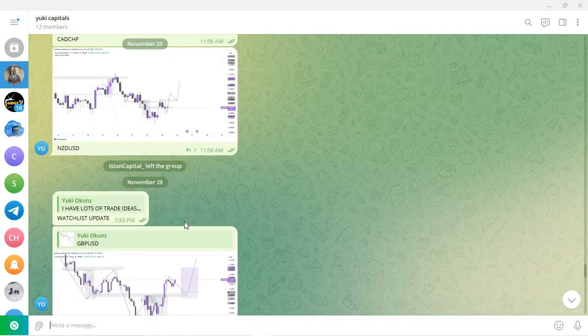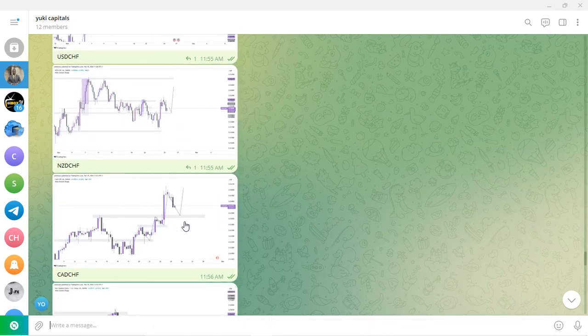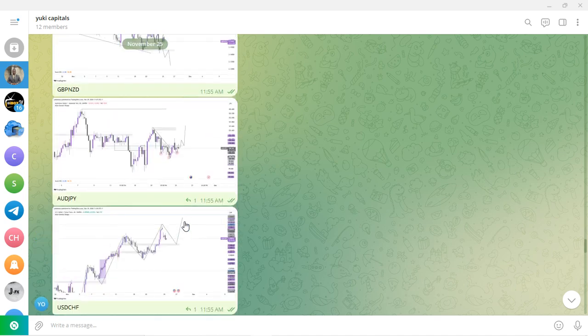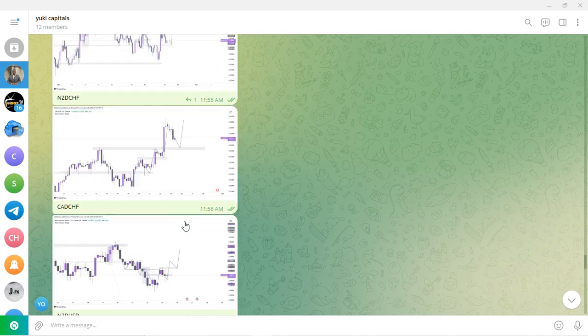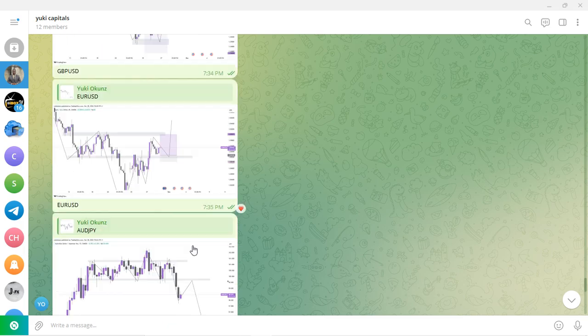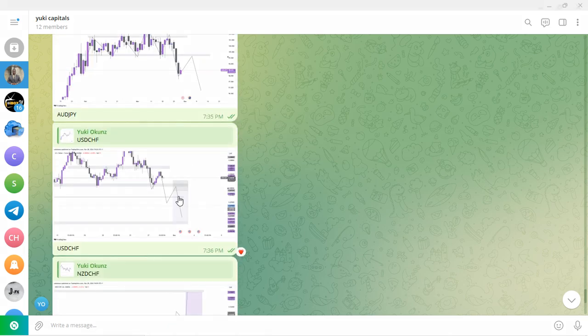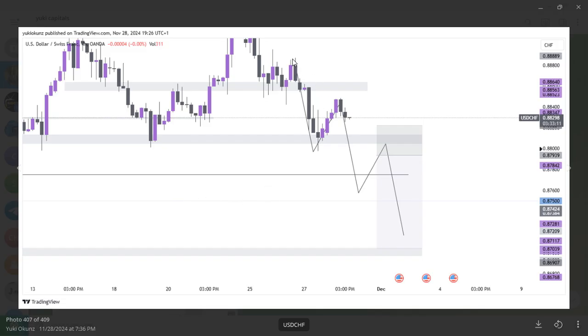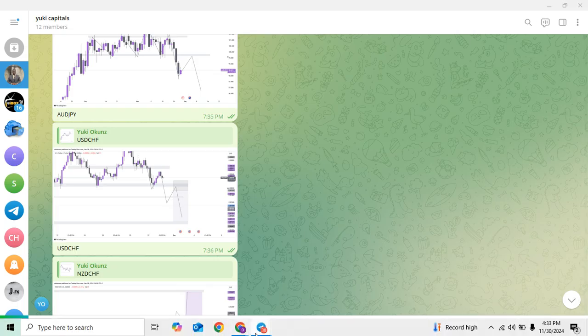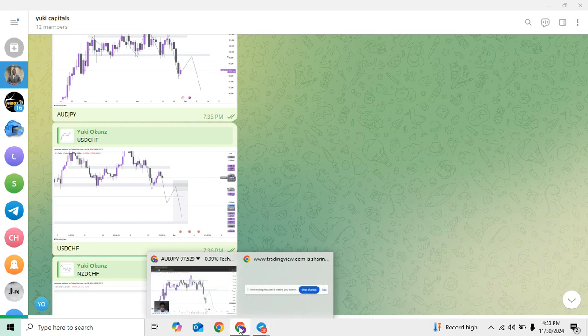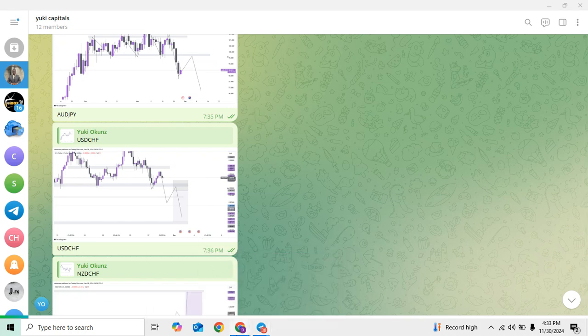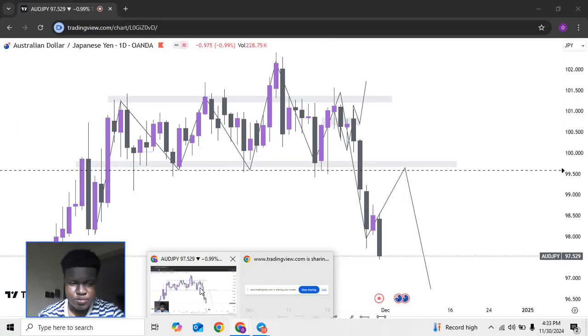USD CHF. Let me show you the initial plan for USD CHF. Okay, USD CHF wasn't initially on our watch list. I added it later. So the trade idea for USD CHF, simple: high, low, lower high. We're expecting this lower low to form this lower high. Simple price action, support and resistance. So that did not happen, or it's currently happening. It has not finished playing out. Let's go back to the chart and see.